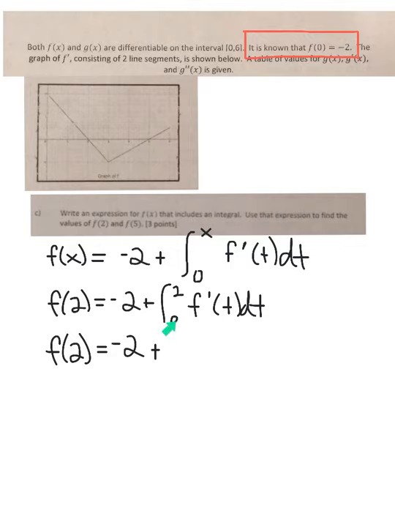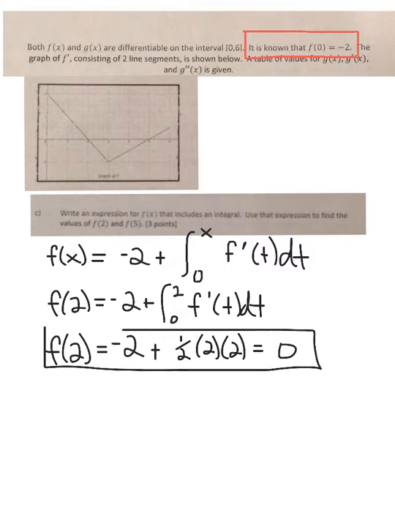It's the integral from 0 to 2 of the graph. So let's look at what happens from 0 to 2. Couldn't we just take the area of this triangle and add it to -2? Okay, so if you take a minute, why don't you find the area of that triangle? So the area of that triangle is going to be 2, right? Plus the -2, which would give me 0. So my f of 2 is 0.